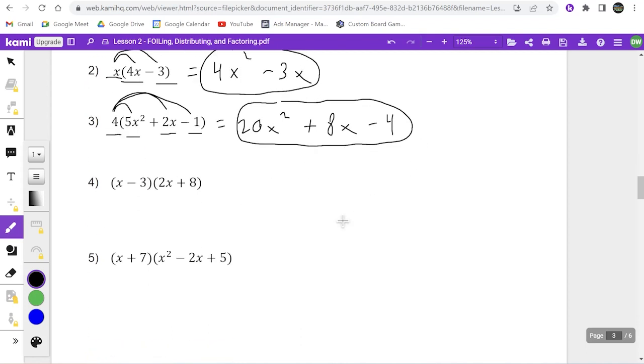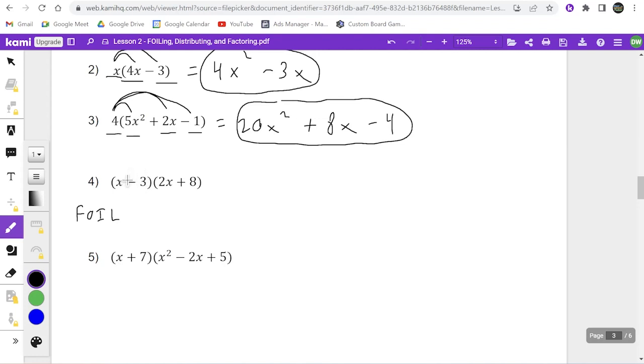Now, number 4 is a FOIL. Why? Because you have a binomial times a binomial. I'm going back to that terminology just for a second, because you have 2 terms times 2 terms. Again, you don't need to know what a binomial is, but all you do need to know is first, outer, inner, last. So x times 2x, that's going to be 2x squared.